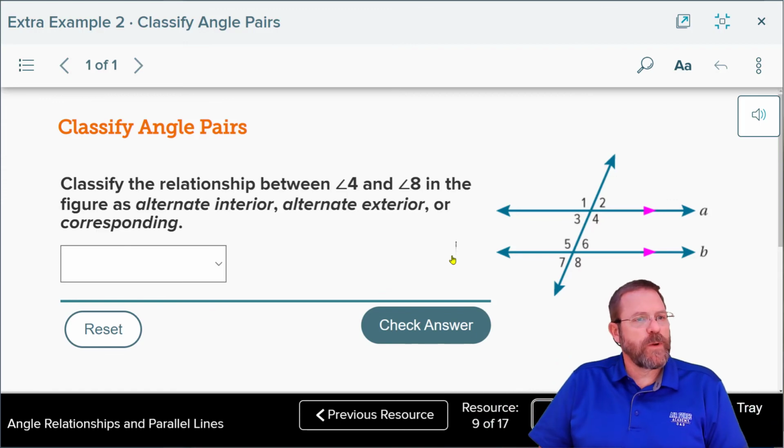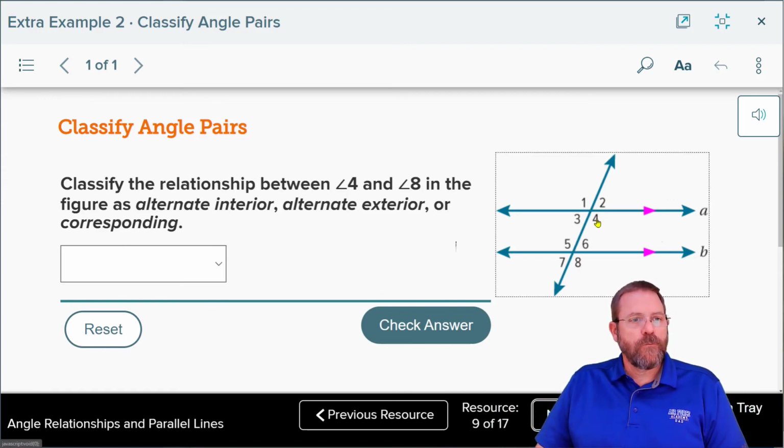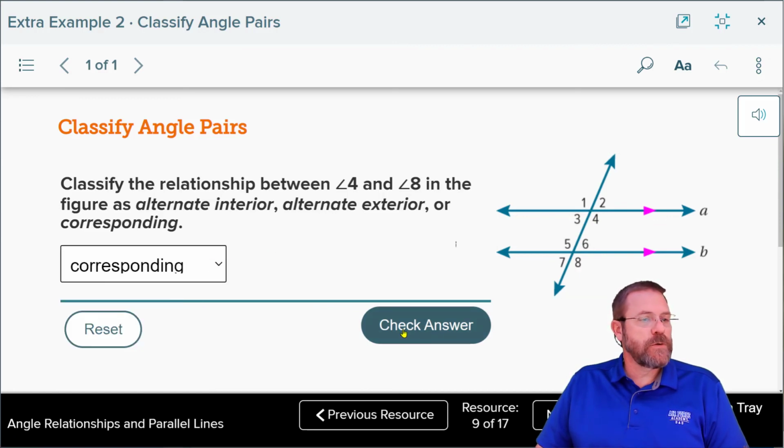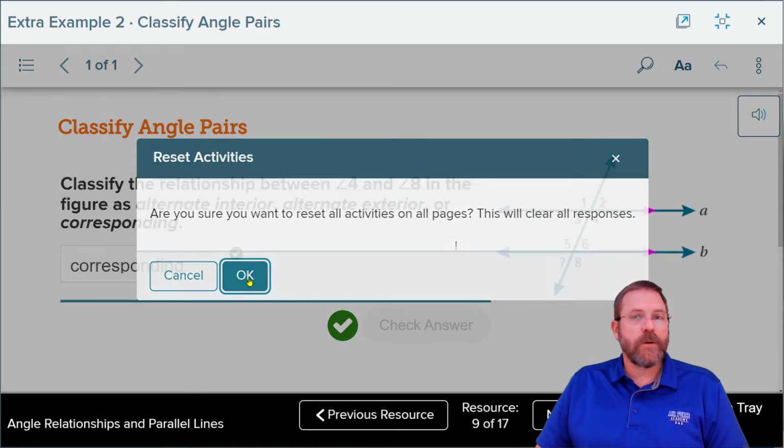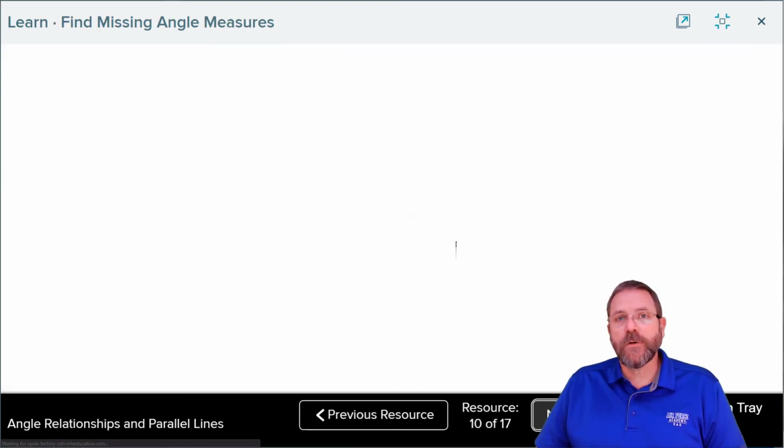Classify the relationship between angle 4 and angle 8. So 4 is right here, 8 is right here. They're on the same side of the transversal, and they're in the same relative position on the parallel lines. That means that these two are going to be corresponding angles. Super easy stuff here if you just learn the definitions like I told you earlier.